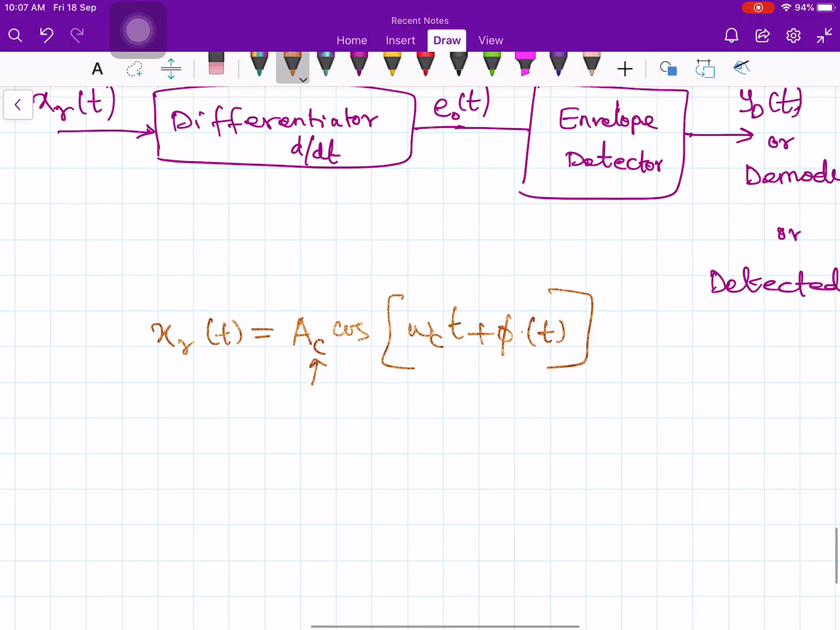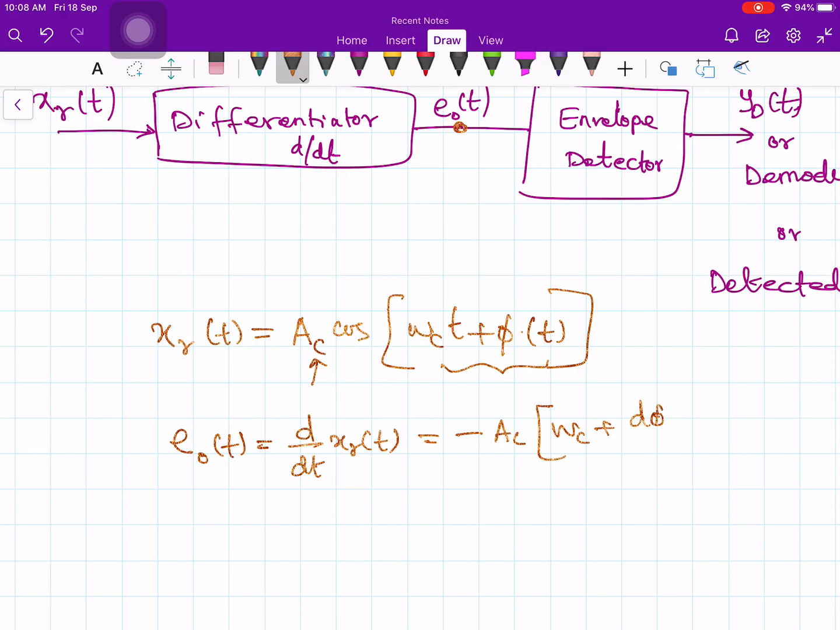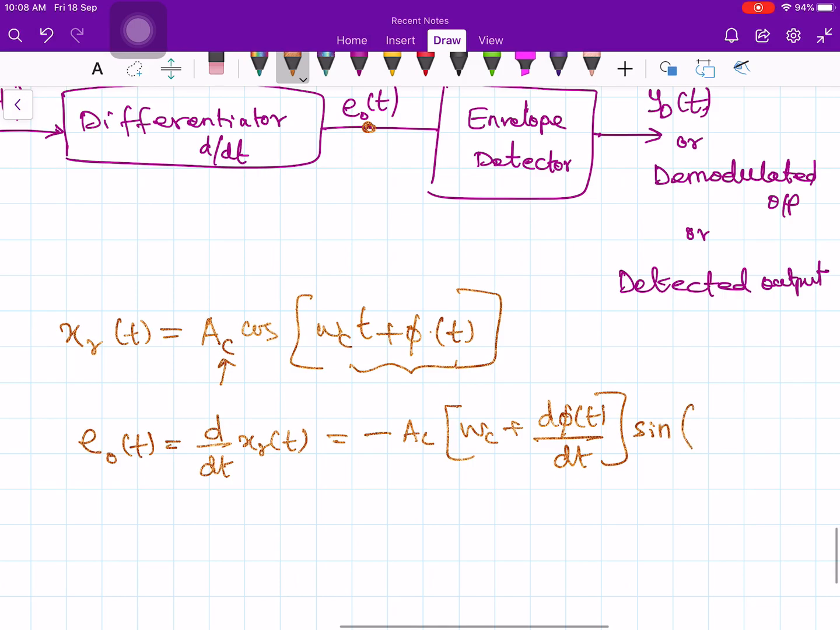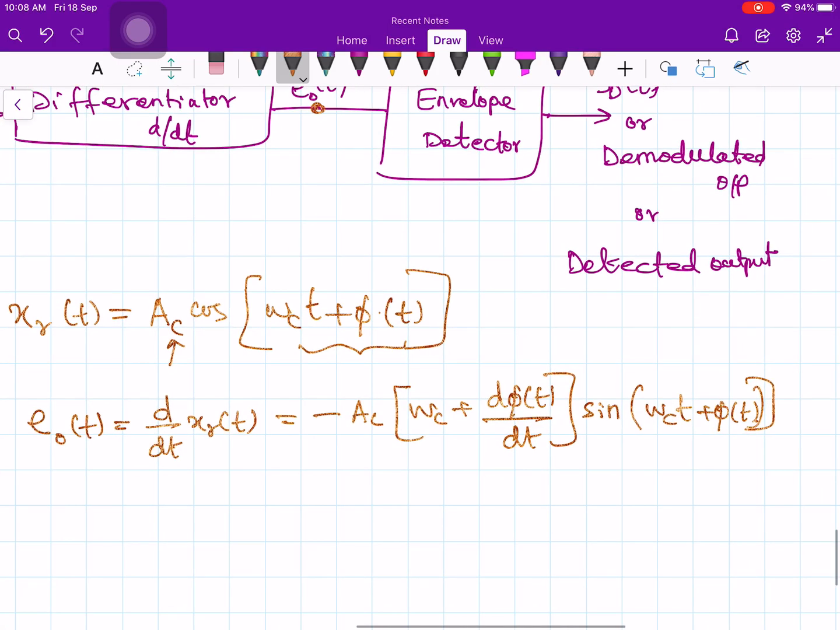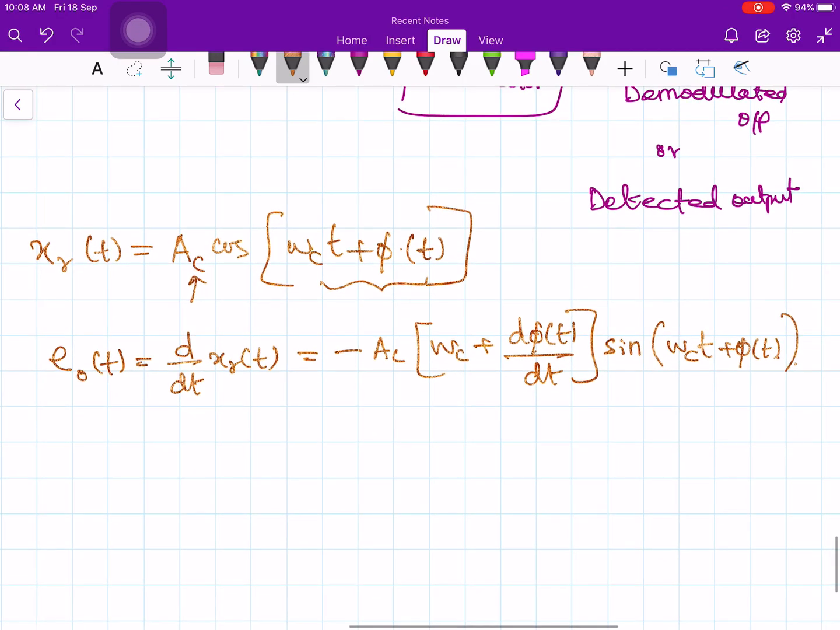Now you differentiate this. After this point, what is your E naught of t? E naught of t is equal to d by dt of xr of t. Your cos becomes minus sine, so minus Ac, and this argument will be differentiated once. So you will get omega c plus d phi of t by dt multiplied by sine of omega c t plus phi of t. So this is my E naught of t.